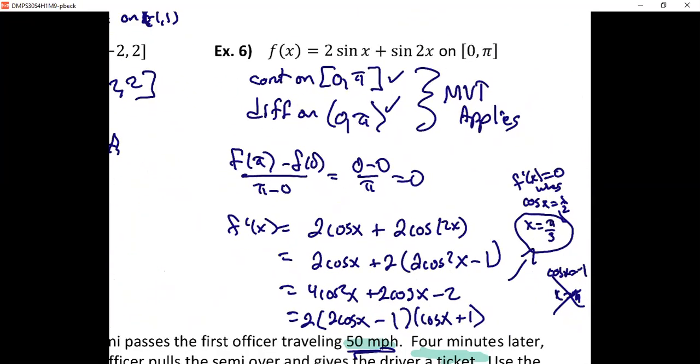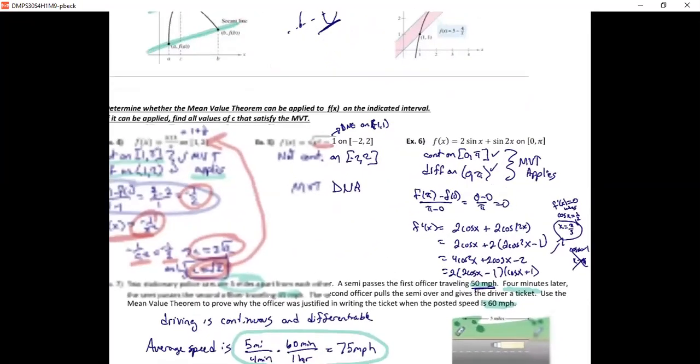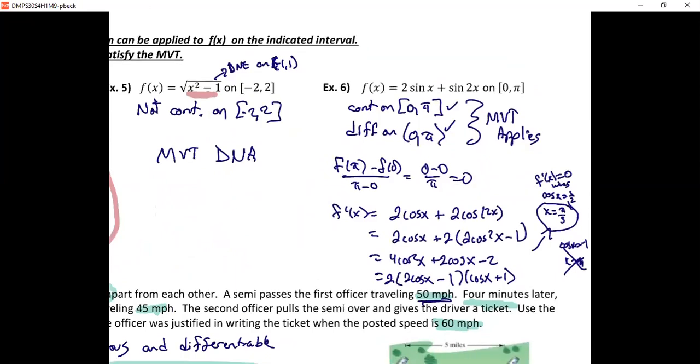And then for this one, do we have continuity? Yes, we do. Do we have differentiability? Yes, we do. So therefore, mean value theorem applies.